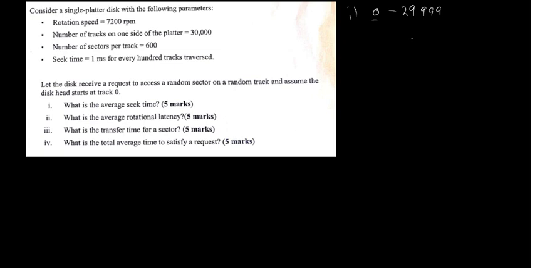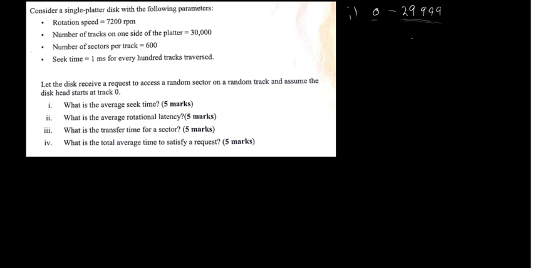But then to traverse up to the last track, we're going to divide this by 100. Why do we divide that by 100? Because every 100 tracks takes us 1 millisecond to traverse. So to get to the last one here, we need to divide this by that 100.